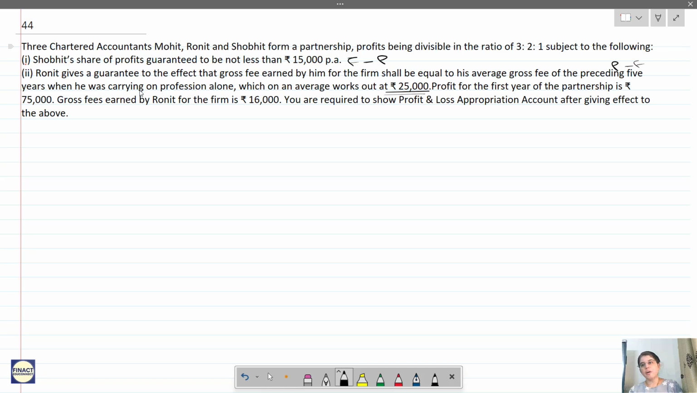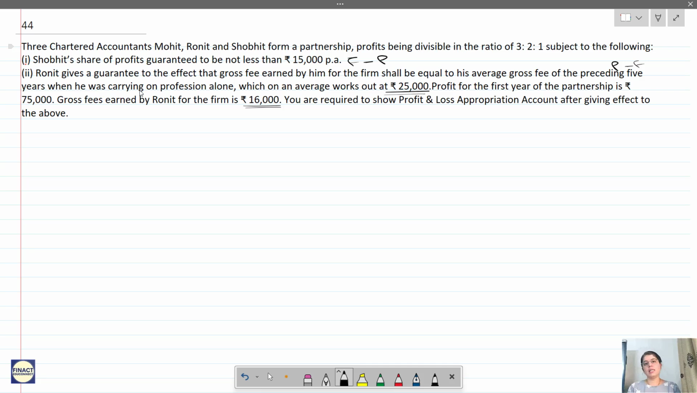Okay. So profit for the year of the partnership is rupees 75,000. Gross fee earned by Ronit for the firm is 16,000. So he is able to bring only 16,000. So there is a deficiency over here. So he had promised that he will bring in the gross fee of 25,000, that is income of 25,000, but he was able to earn only 16,000. So this is a deficiency which needs to be recovered from Ronit. Okay, so you are required to show the profit and loss appropriation account after giving effect to the above. So let us prepare a profit and loss appropriation account.